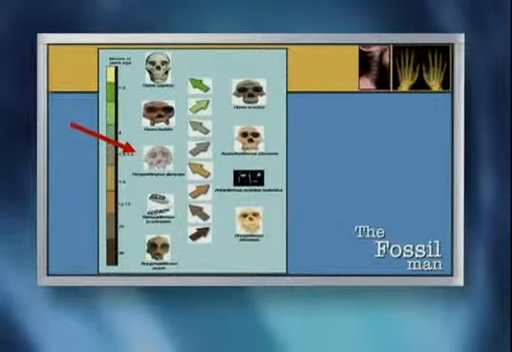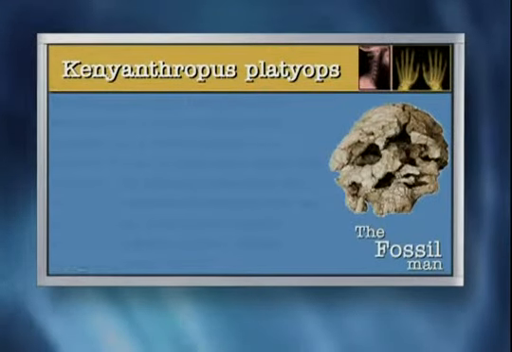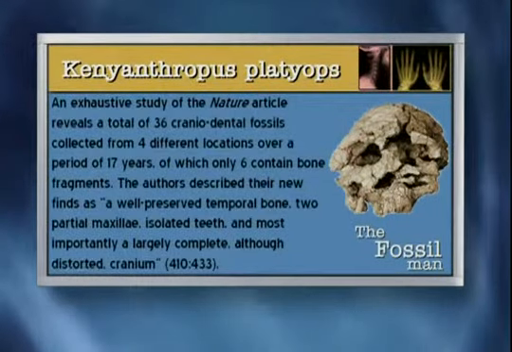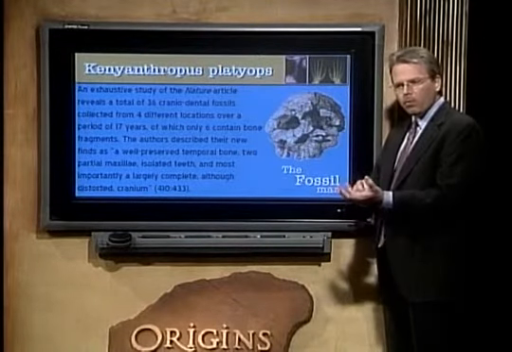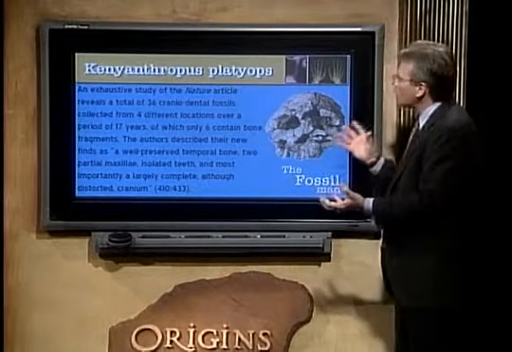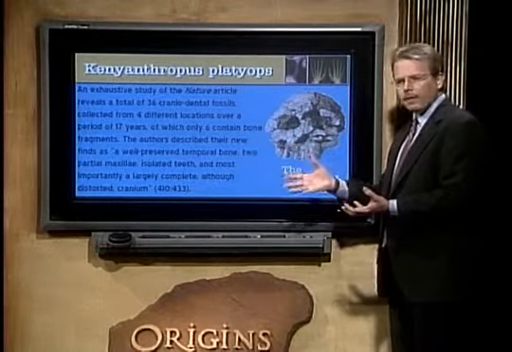The next creature is called Kenyanthropus platyops, the flat-faced man of Kenya. And that's a great description of him, because if you look real carefully at the fossil, you notice it looks like he's been run over by a steamroller. Bear in mind, we've only got just a small handful of bone fragments that supposedly makes up an entire family line, a branch of our family tree.